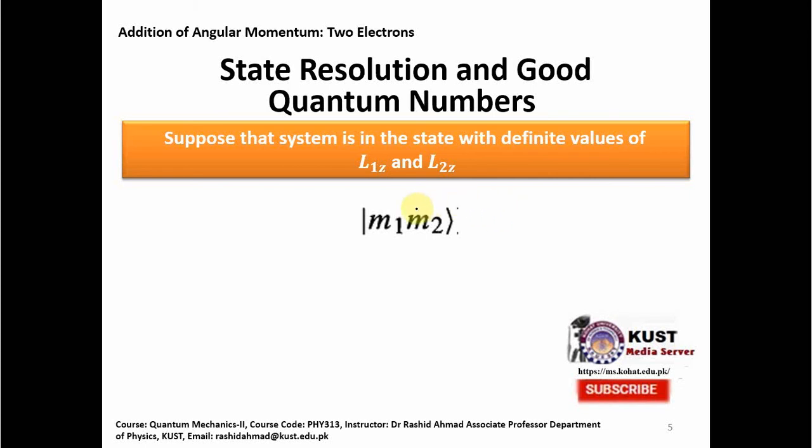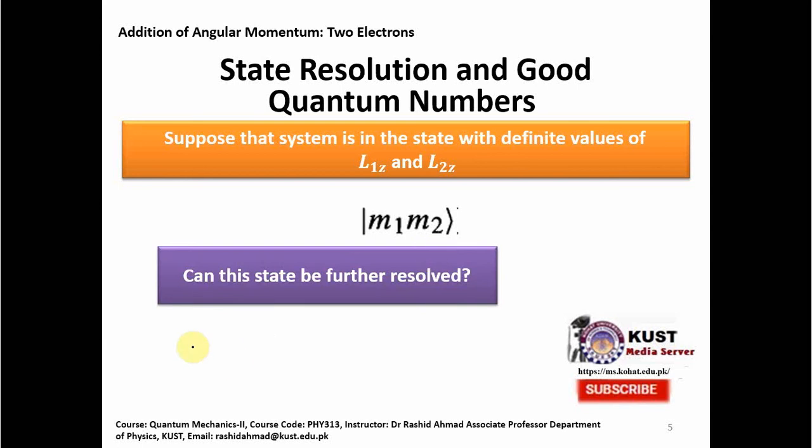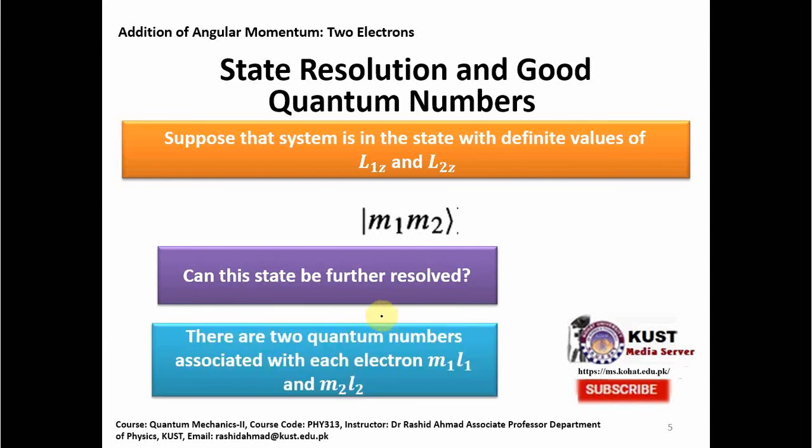and you want to bring in another operator and make another measurement of some other physical quantity, and if the already present state is affected, disturbed, then we say that it cannot be further resolved, otherwise it can be done. So the question is, can this state be further resolved? There are two quantum numbers. So let's answer this question, whether it can be further resolved or not.